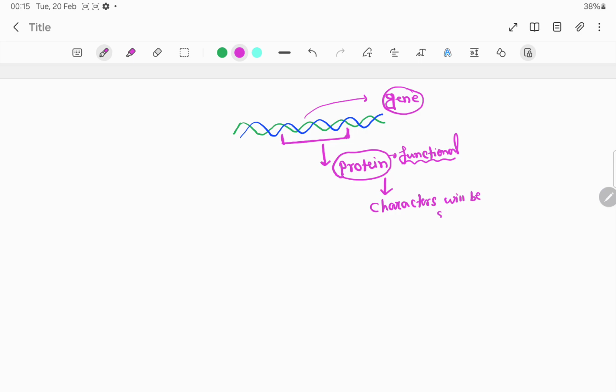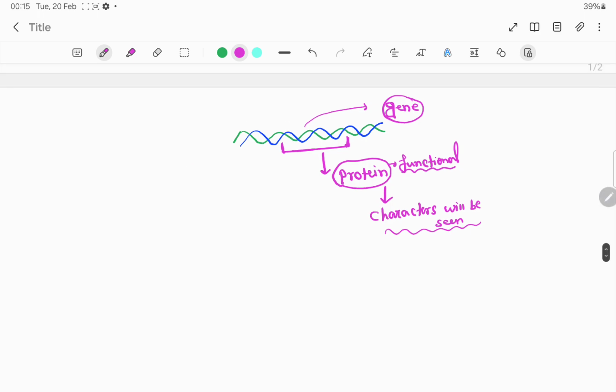For example, suppose, as I have told, the fur color is brown. So brown color is a pigment. Clear? So when will this pigment be formed? The pigment will be formed when there will be expression of the gene.